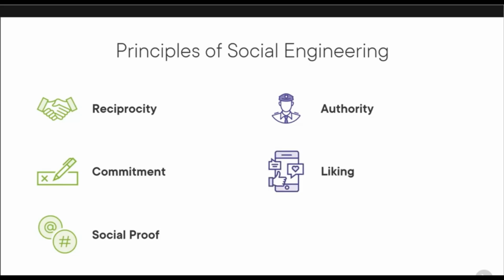Liking is similar to reciprocity. Here we establish a good rapport with the target. If we're on common ground, have common interests, common beliefs, it's easy for the target to like us, and if they do, they may be more inclined to execute on our behalf. Scarcity is used to create a perceived value.